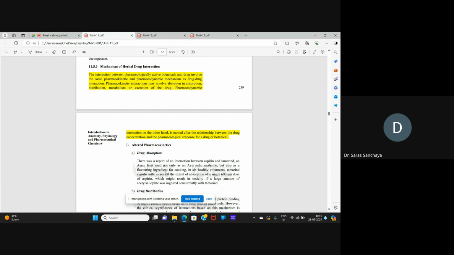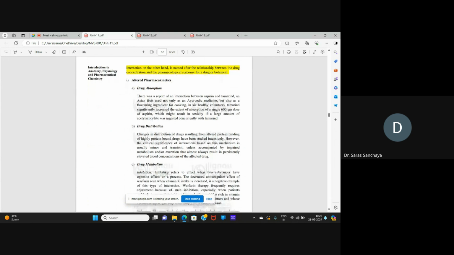So, pharmacokinetics means what the body does to the drug, that is, absorption, distribution, metabolism, and excretion. These things are under pharmacokinetics, and pharmacodynamics means what the drug does to the body. So, it can have various pharmacological responses in the body, and that is called pharmacodynamics.